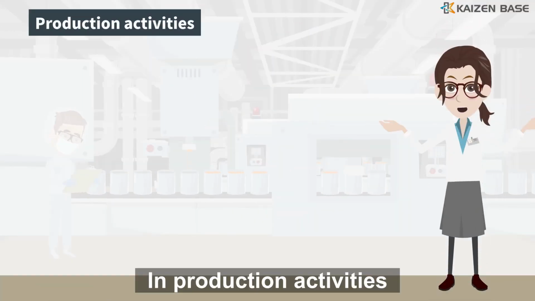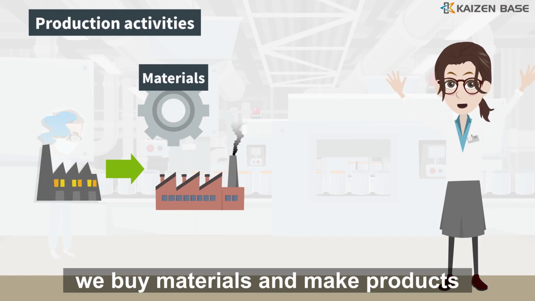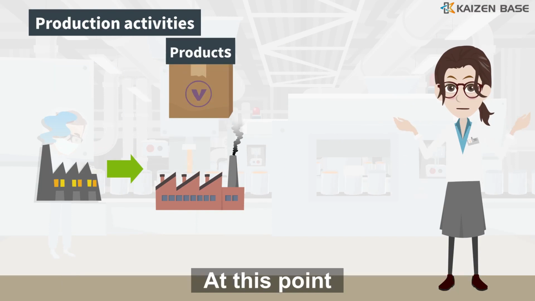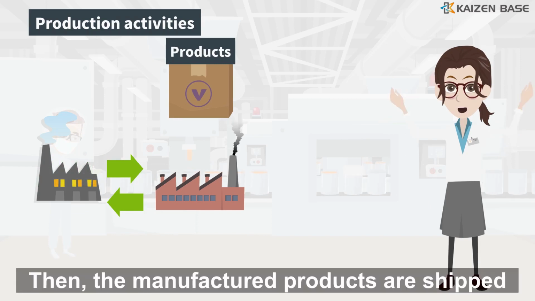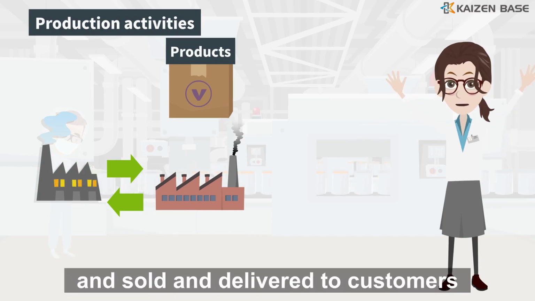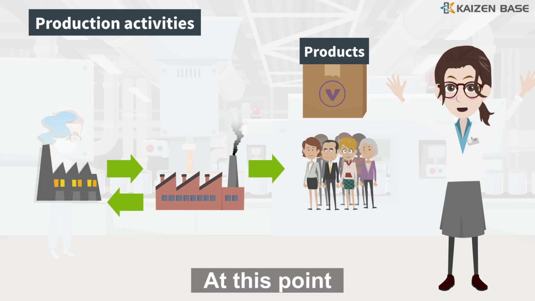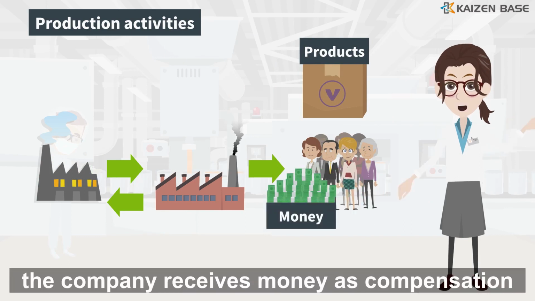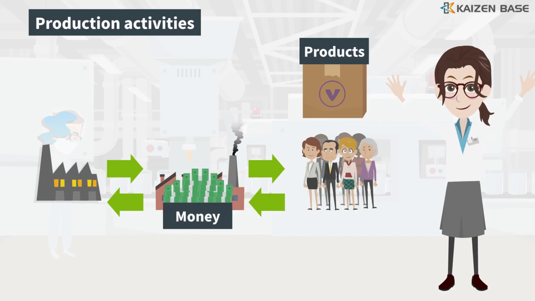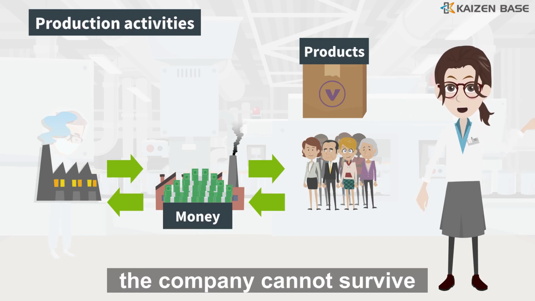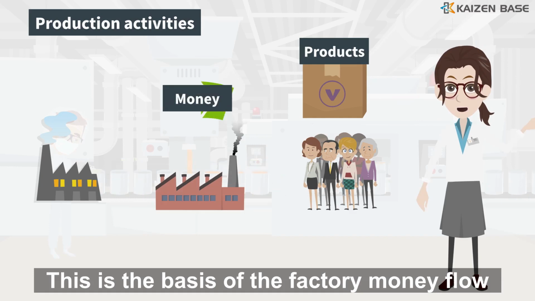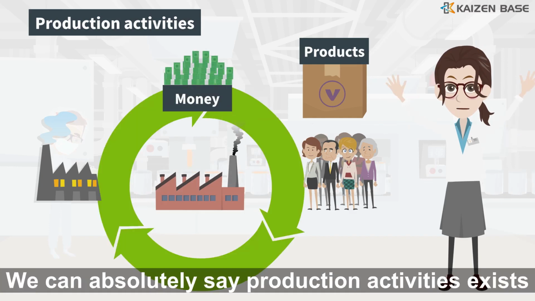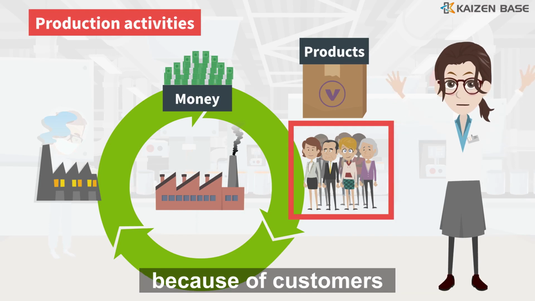In production activities, we buy materials and make products. At this point, the payment is required and the company spends money. Then, the manufactured products are shipped and sold and delivered to customers. At this point, the company receives money as compensation. As a matter of course, the company cannot survive without the money from customers. This is the basis of the factory money flow. We can absolutely say production activities exist because of customers.